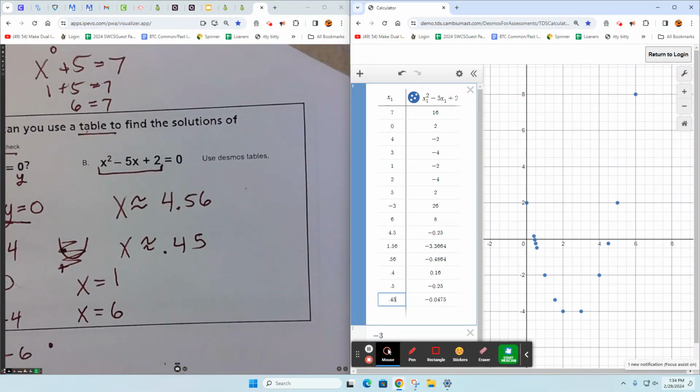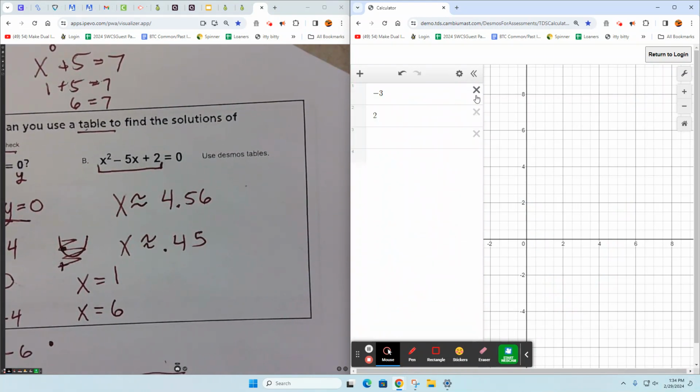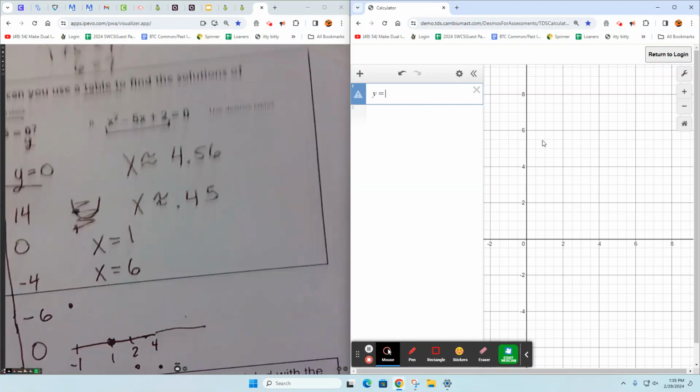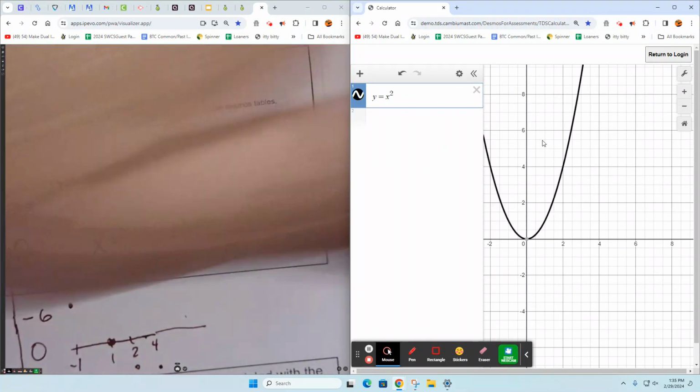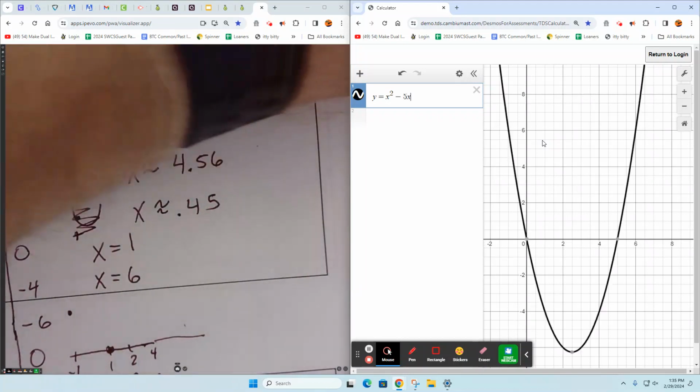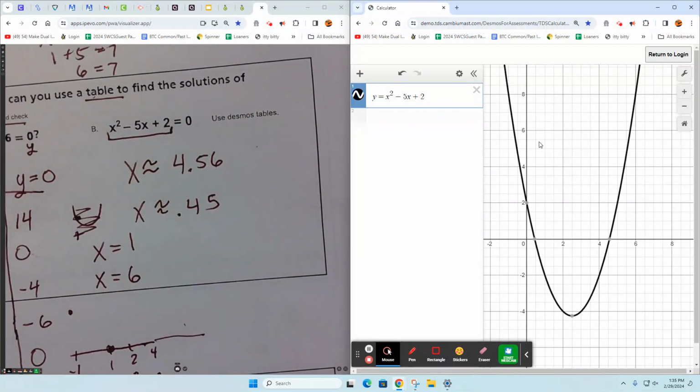We want it to be 0. Okay. Now, Miss McConnell, there's got to be a better way. So I showed you all that. You'll probably never use that, because why don't I just type in y equals x squared minus 5x plus 2?